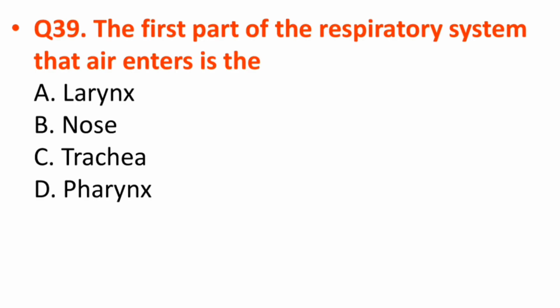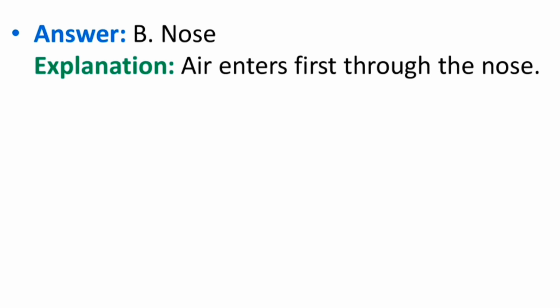The first part of the respiratory system that air enters is the option A larynx, option B nose, option C trachea, option D pharynx. The correct answer is option B nose. Air enters first through the nose.